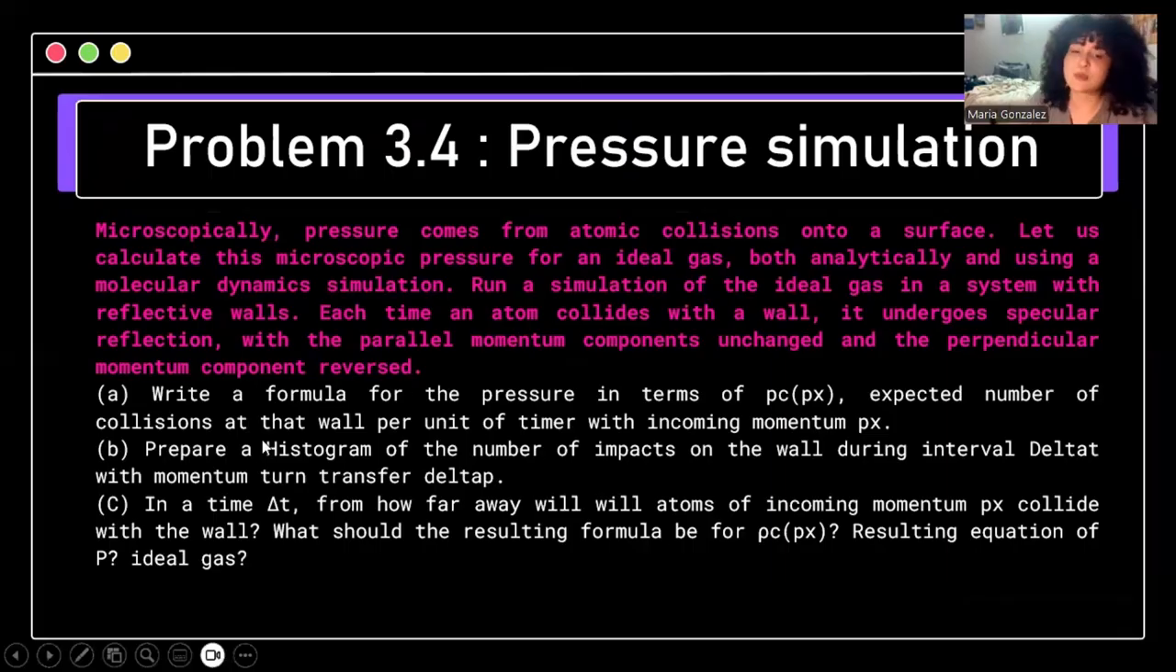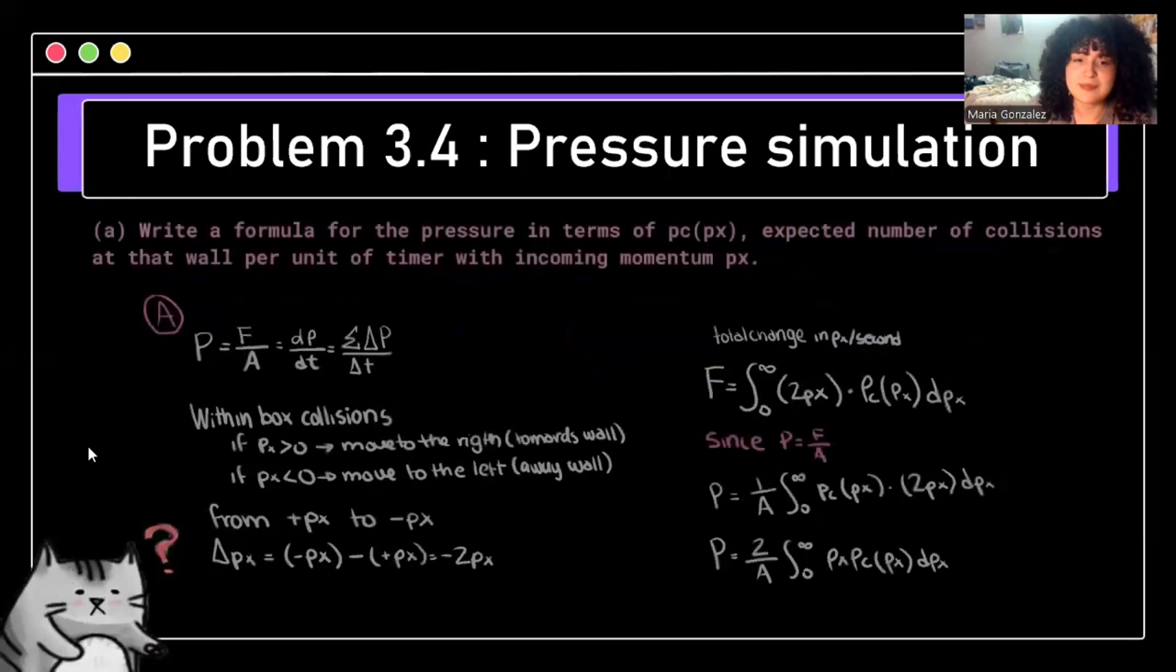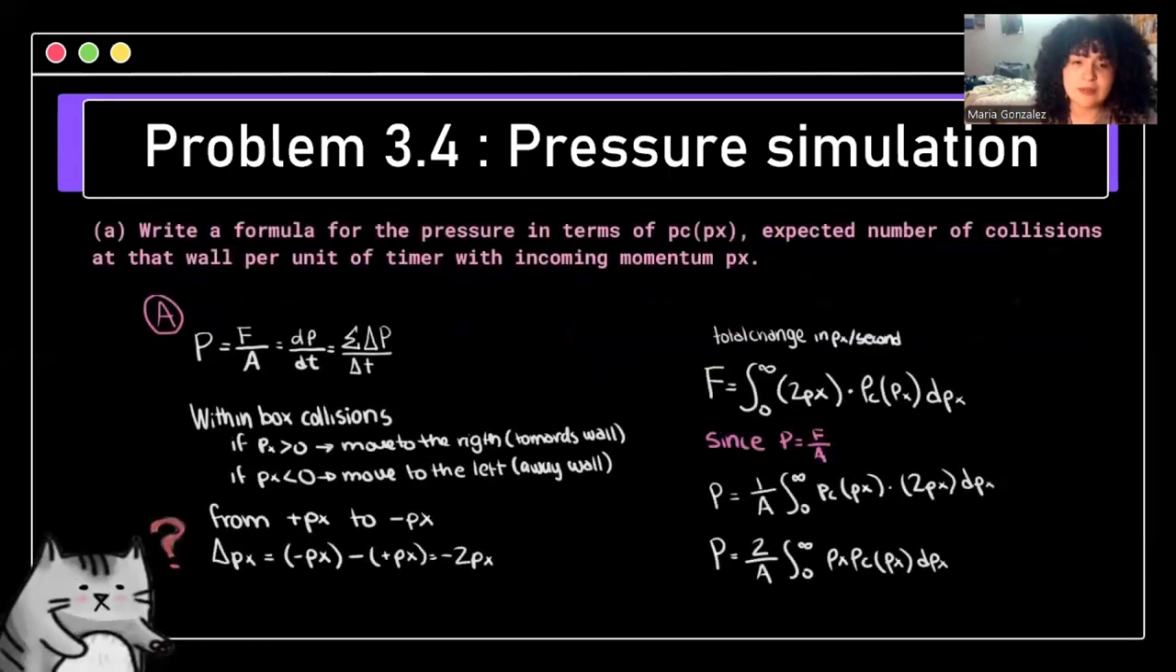So instead of just reading all this, we're going to derive the pressure from a microscopic point of view. We'll imagine a box filled with gas particles, and we'll focus on a wall at position x equals L. So let's see number one. Let's recall, pressure is force per unit area, and we saw before that it can also be rewritten as the change in momentum per unit time.